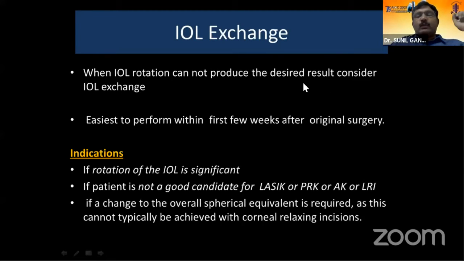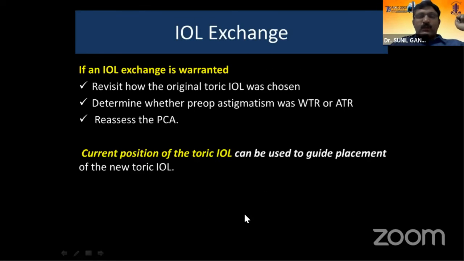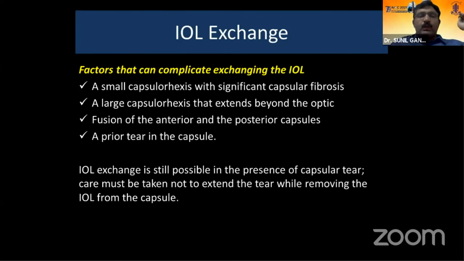IOL exchange definitely should be considered. If one cannot do an IOL rotation, or if the corneal procedure is contraindicated, you can do an IOL exchange procedure. Whenever you want to do an IOL exchange, please go through the previous case sheets of the original IOL, and whether the preoperative astigmatism is with the rule or against the rule, and the current position of the toric IOL should be noted. Small or large capsular excess, fusion of the anterior and posterior capsule, or a tear in the capsule could be a risk factor for IOL exchange.